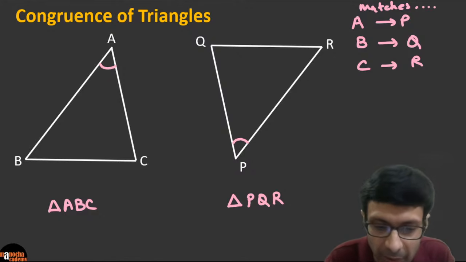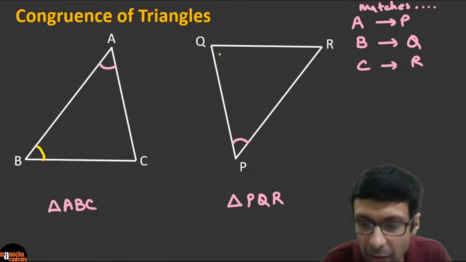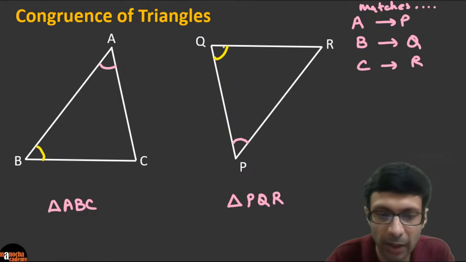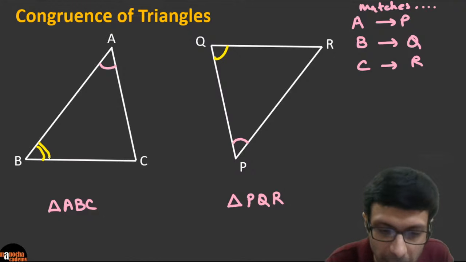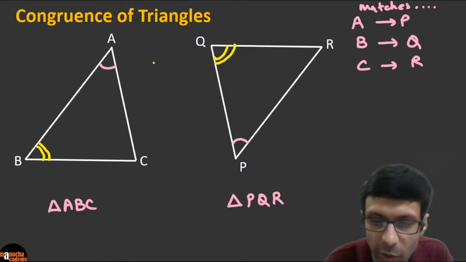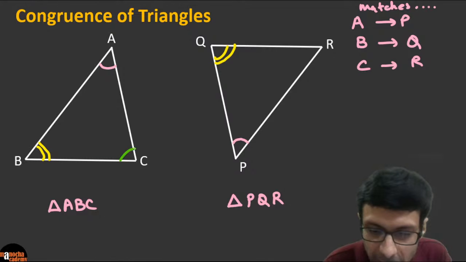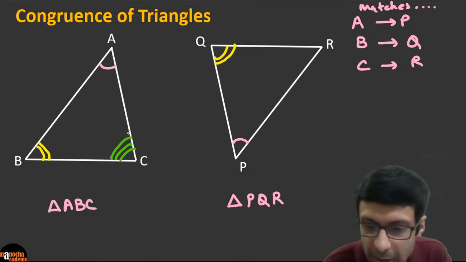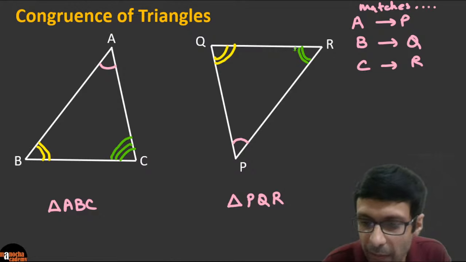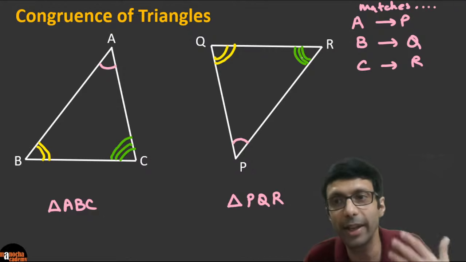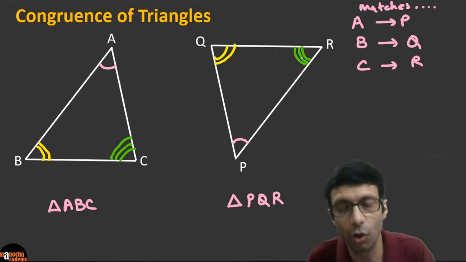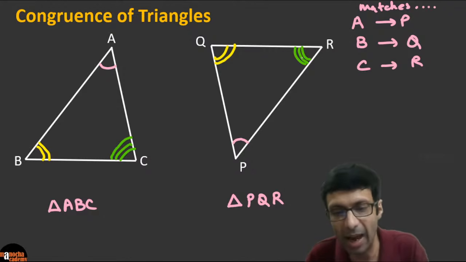Because they're matching, the angle B matches with the angle Q here. And angle C, guys. Let me mark this angle with the double mark. These angles are equal. And then the angle C, let's mark it with the triple mark, is equal to angle R. Do you guys agree with that? So these are called corresponding angles, because these are congruent triangles, and the corresponding angles are equal.